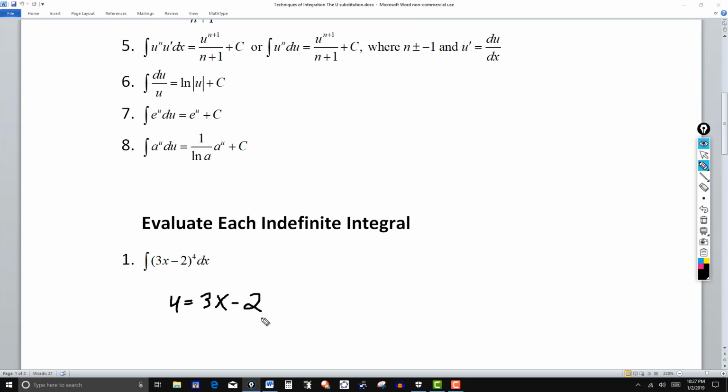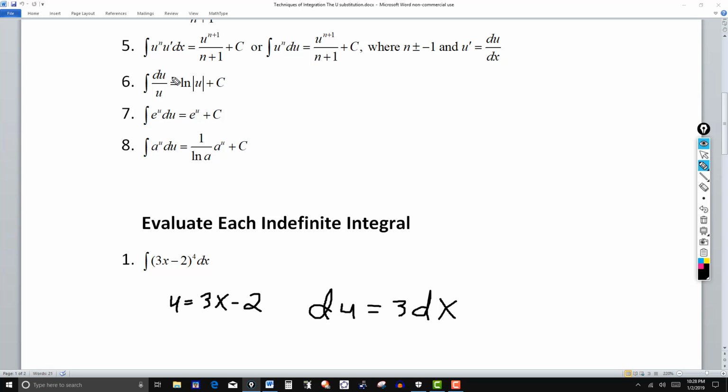So then what I do here is I find the differential. This gives me du, and then the differential over here is simply the derivative times dx. So the derivative of 3x minus 2 is 3 times dx. And then the whole idea of using the U substitution is to rewrite the integrand so it looks like one of the ones up here in the formulas 1 through 8.